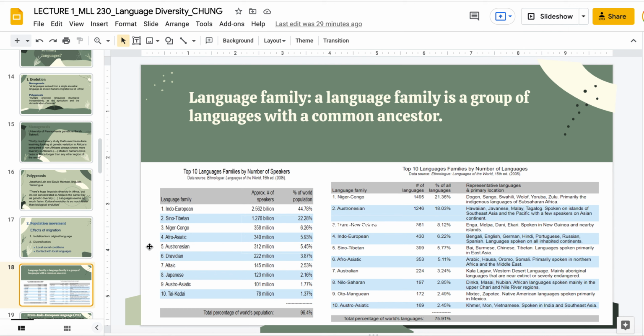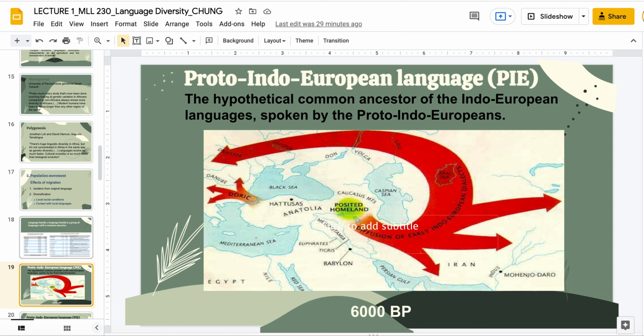So let's take a look at the Proto-Indo-European family, okay? This is the hypothetical, which means that we don't really know, but we're piecing together from the languages that are very close to each other, the hypothetical common ancestor of the Indo-European languages spoken by the Proto-Indo-Europeans. And proto just means before, right? So this is before English, before Latin, before Spanish, before French.